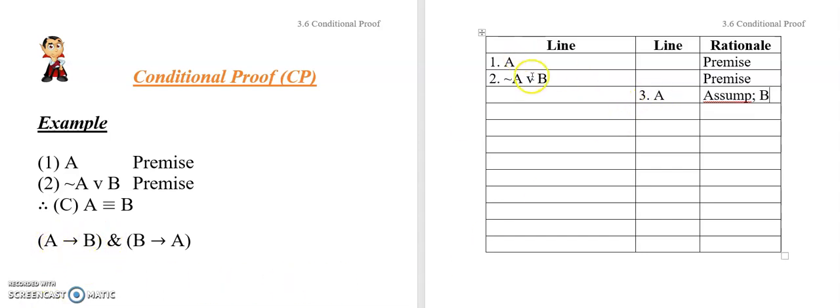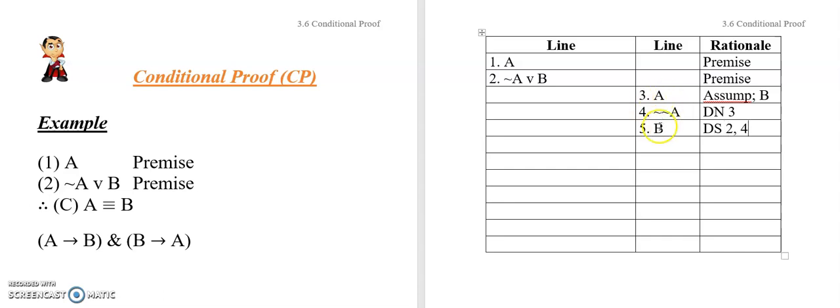Now what I want you to do is use 1 and 2, and try to find B. Pause now. All right, so there are different ways of doing this. Here's the way I'm going to do it: double negation on 3, and that's going to set up disjunctive syllogism on 2 and 4, okay?